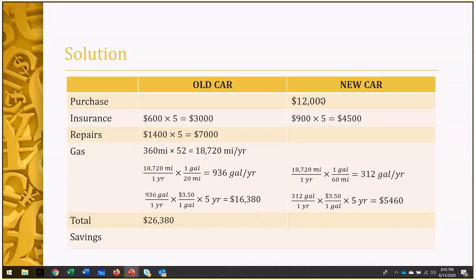For the new car, I added up the $12,000, the $4,500 for insurance, and the $5,460 for the gas, and that gave me a cost of $21,960. So, like I said before, over 5 years, the gas starts to pay for the purchase price of this car. So over 5 years, it costs less to own the new car than it does to keep that old car. It would be a savings of over $4,000 then.